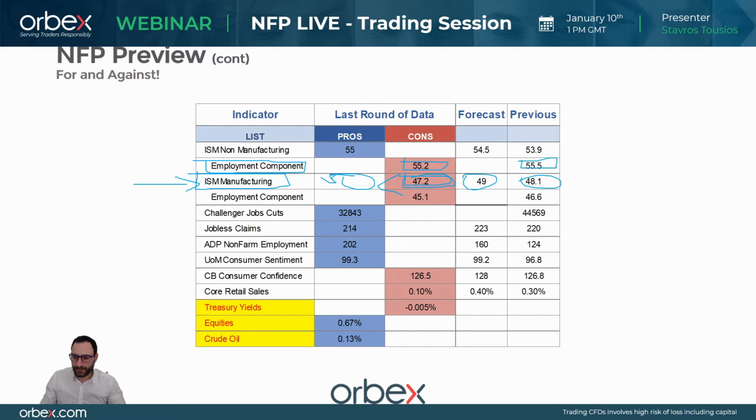However, as I said before, it does affect, but not as much as the ISM non-manufacturing does, because the services sector will have a relationship of 80 over 20 over here, right? So the non-manufacturing is way more important than the manufacturing. The employment component also fell here. It went to 45.1, which is a bit low, to be honest, far away from the 50 contractionary level. Also below the previous figure of 46.6.